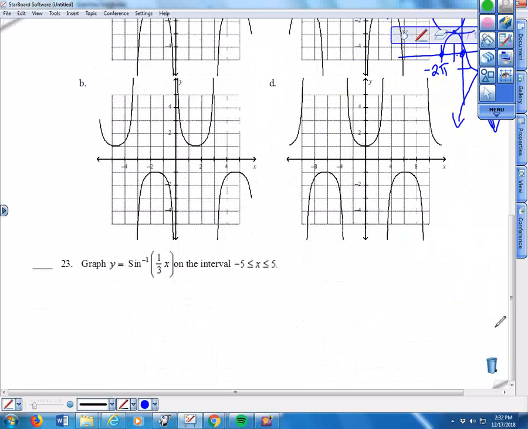Okay. Graph, oh, did we do inverse trig functions? I don't think so. I don't really know. I don't even know. I might have just guessed on the sheet. I'll just throw this one out. I don't know if we even graphed inverse trig functions this year. Okay.